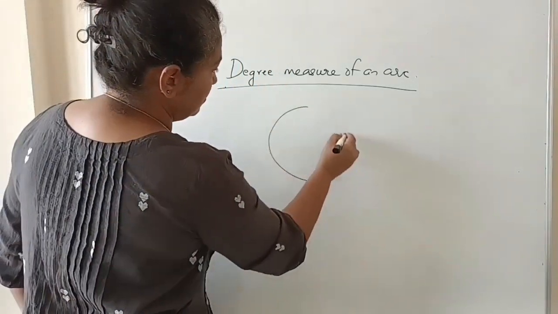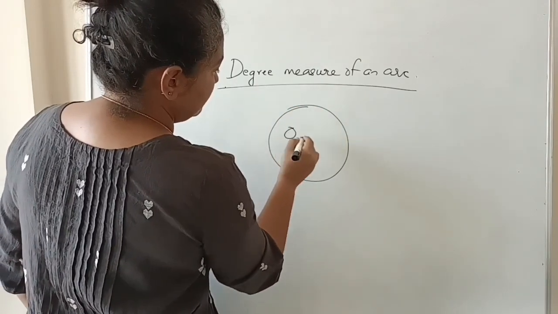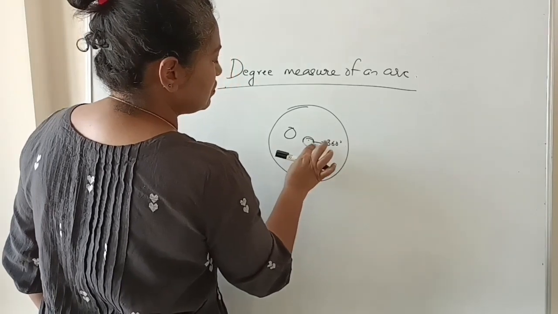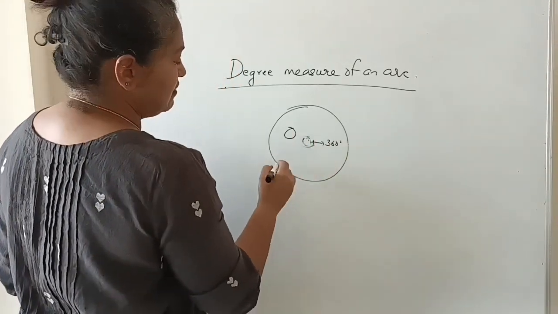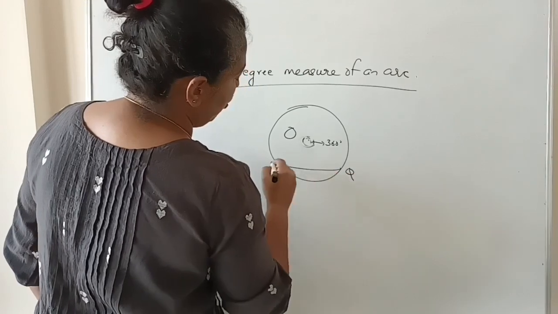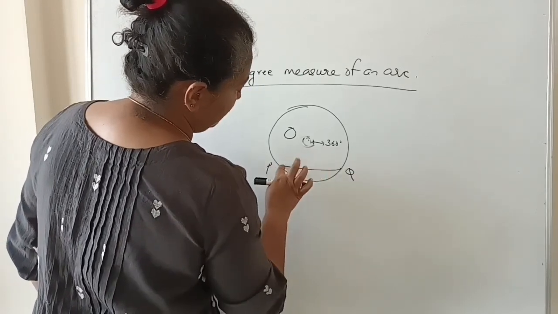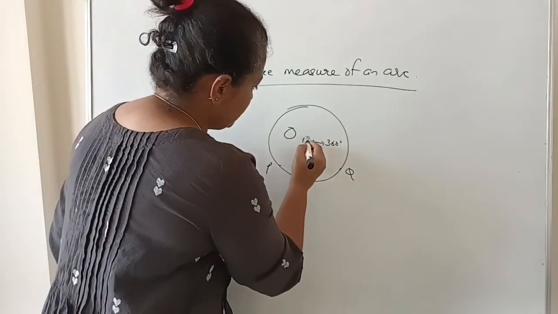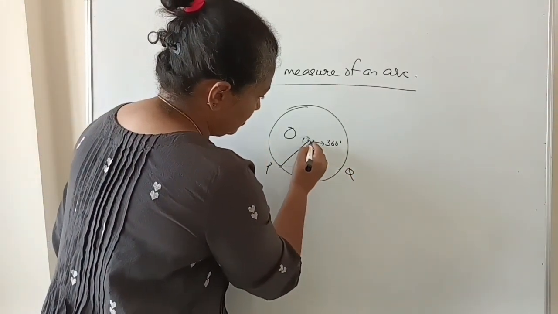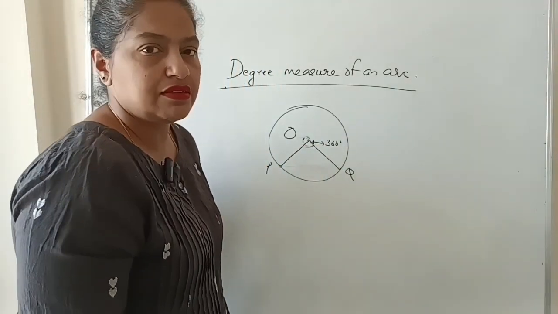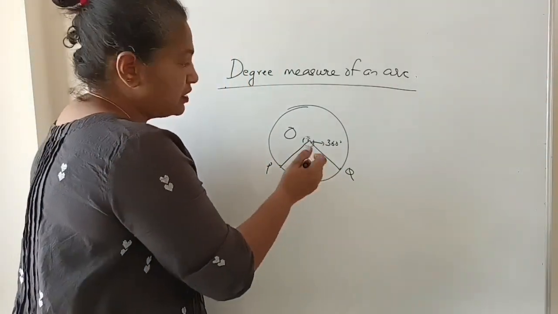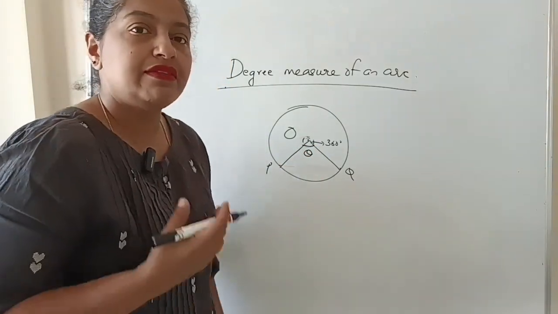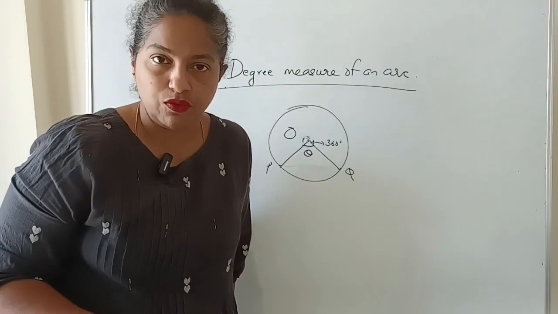Okay. Now let us learn about the degree measure of an arc. You have a circle, center of the circle, the total is 360 degrees because the total measure around a point is always 360 degrees. Suppose you have a chord PQ and you have an arc PQ. Okay, let me forget the chord PQ. You have the arc PQ. Suppose I am joining the endpoints of the arc to the center. You get a sector. But PQ is an arc, and this measure over here, let us denote it by theta. This is called the degree measure of the arc PQ.